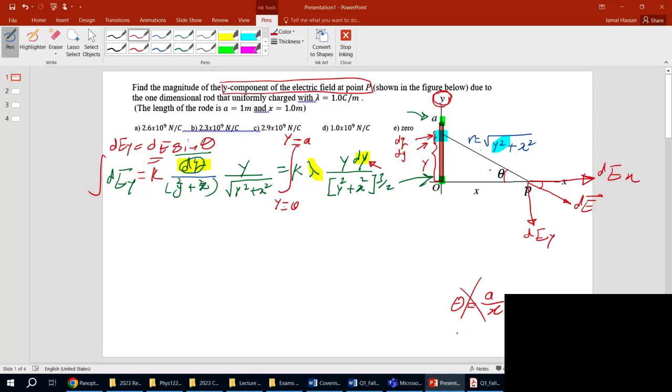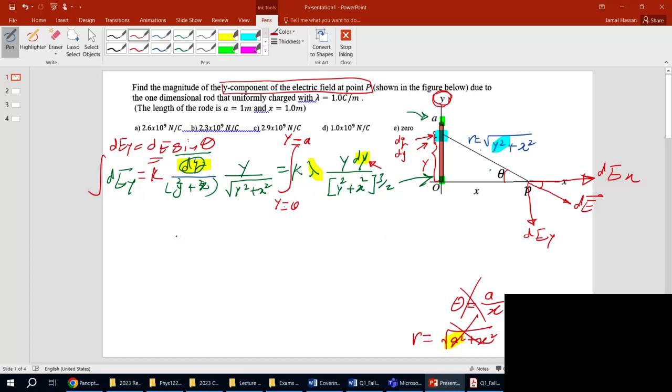The other one was assuming r is equal to the square root of a squared plus x squared. That's also wrong, because r actually keeps changing, right? R depends on where you choose the small piece of the rod. So r keeps changing, y keeps changing, theta keeps changing. These are common mistakes, and unfortunately when you make this mistake at the beginning, your integral will be wrong and everything else will be wrong.